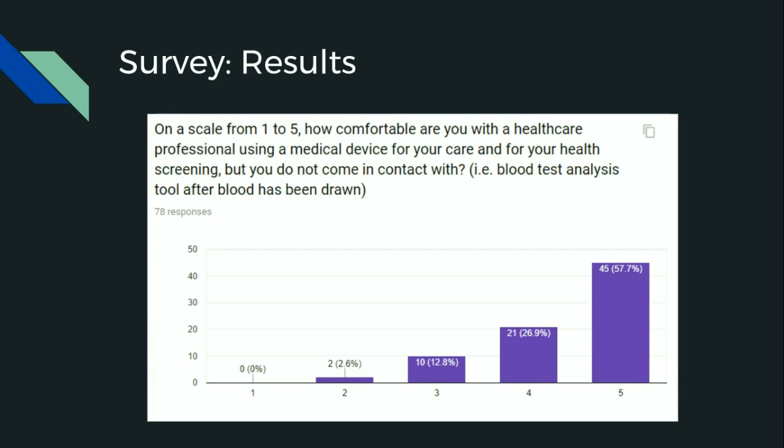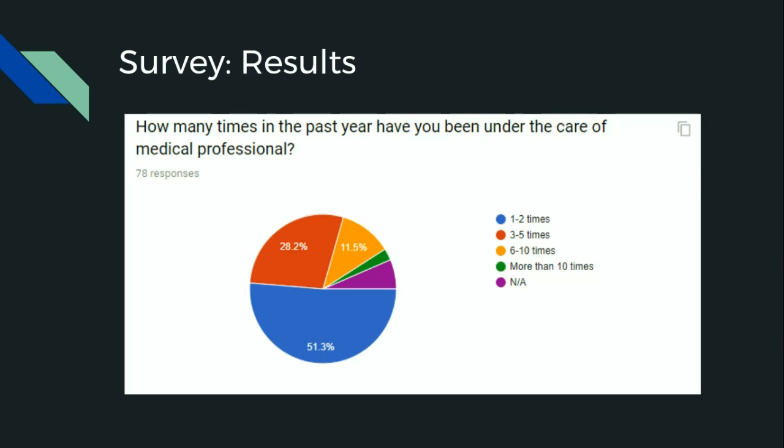A similar question, how comfortable is a patient with a medical professional using a device for their health screening but not in contact with? Here you see that the distribution goes a little more comfortable because they're not directly coming in physical contact with the device, so that could have something to do with the fact that the risks involved to affecting their health is lowered in this case. The next question is just to gauge how often people usually do visit the doctor and come in contact with professionals. So the majority of the population that we surveyed, it ranged anywhere between 1 to 5 times. And some people had gone to the doctor at least 10 times or more than 10 times.